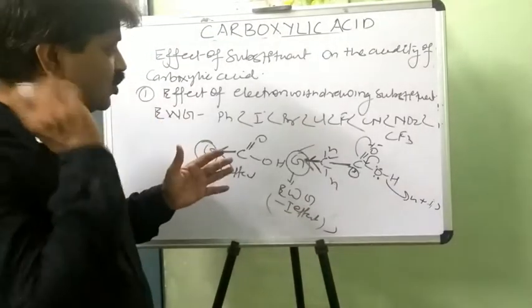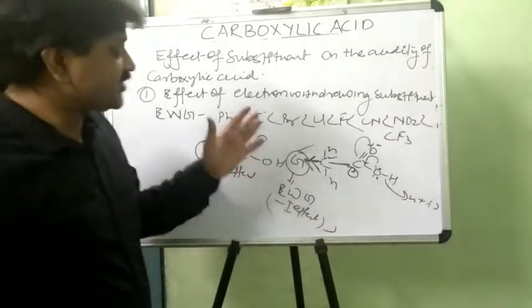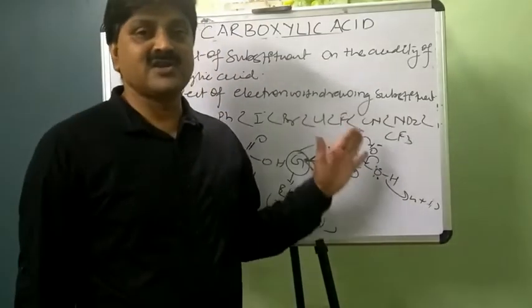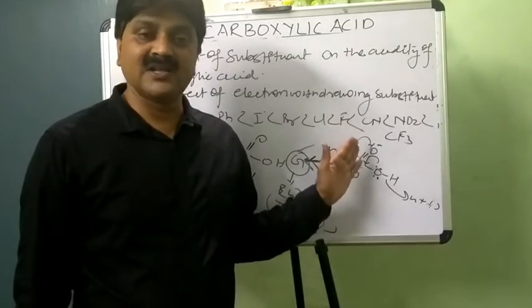So what is happening here? As the electron withdrawing group is present in the acid, the acidic character increases. Why? Because the removal of the H plus ion also increases.